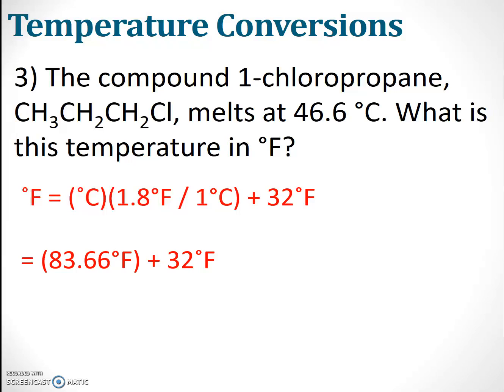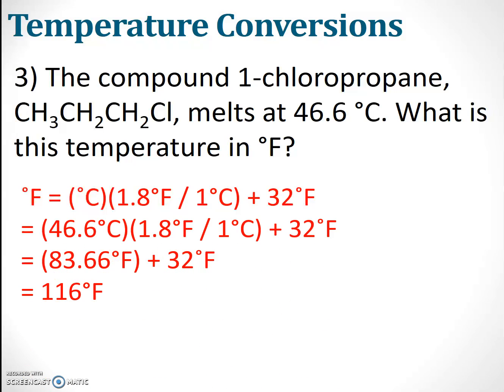So I'm going to go ahead and plug in. Oh, my screen, of course, skipped a step, but we're going to go ahead and plug in. So we have 46.6 plugged in for the given. And then what I did is I solved for the two sets of parentheses here. So I did that first for order of operations. So I got 83.66, didn't round yet, plus 32 degrees Fahrenheit. I went up to the original and it had 3 significant figures up here in the 46.6. So I got 116 degrees Fahrenheit as my final answer.